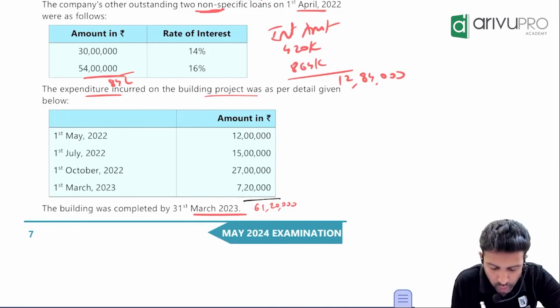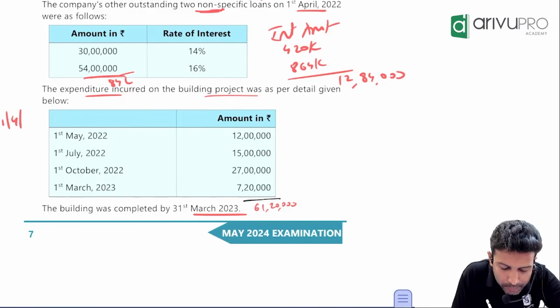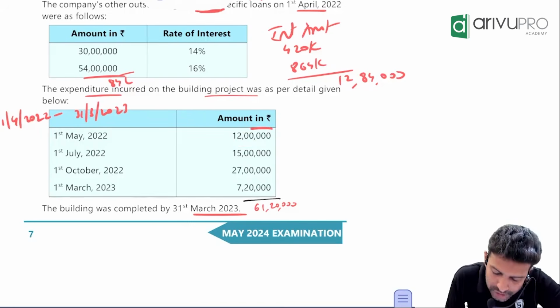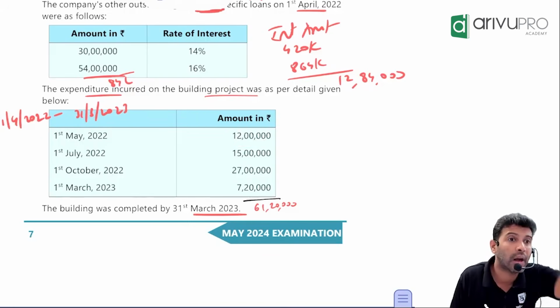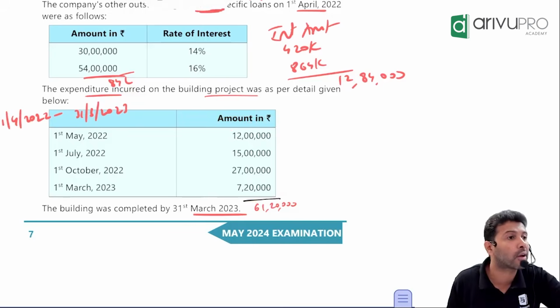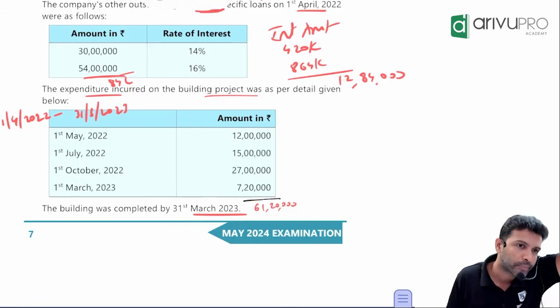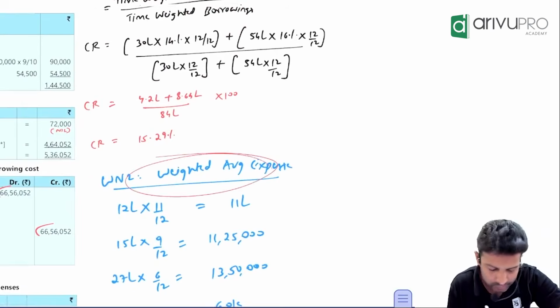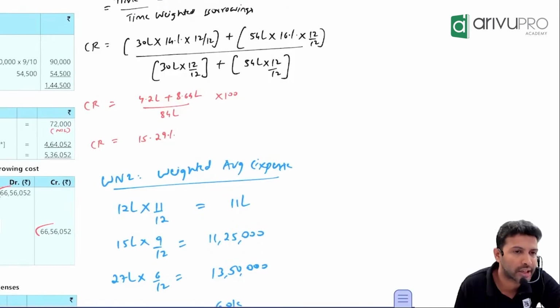We are assigning the weights in days or in months. Check now. The year begins on 1st April 2022 and goes up till 31st March 2023. When did you incur this expenditure? 1st May. That means how much weight will you assign for this 12 lakh? 12 months or 11 months? So for all the expenditure, you will have to assign the weights. Agreed? We are giving the heading as time weighted expenditure or weighted average expenditure, whatever you want to call it. Done? Okay, take your calculator.